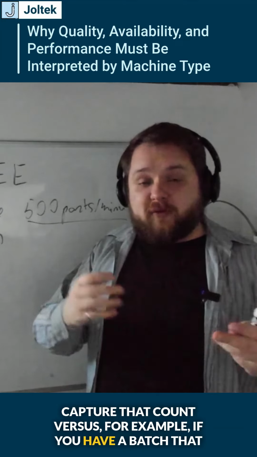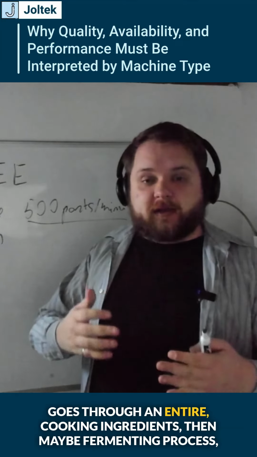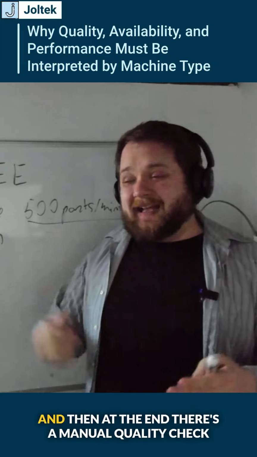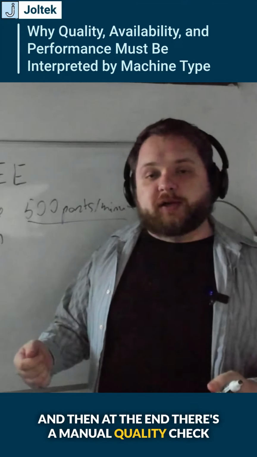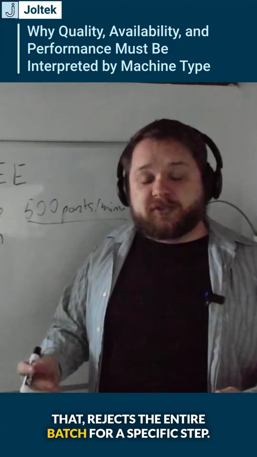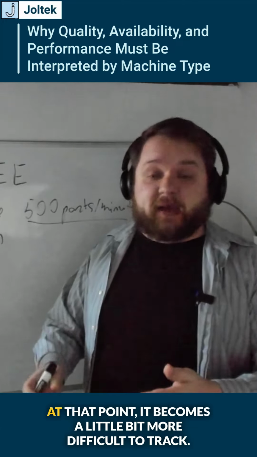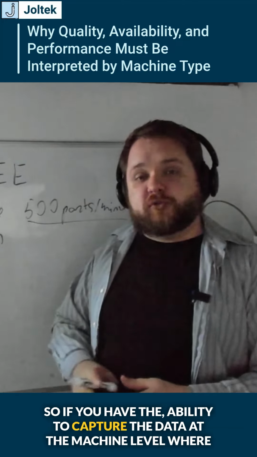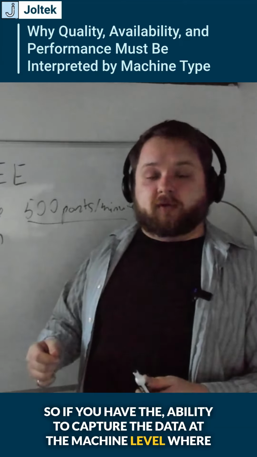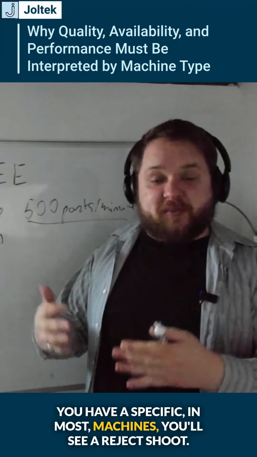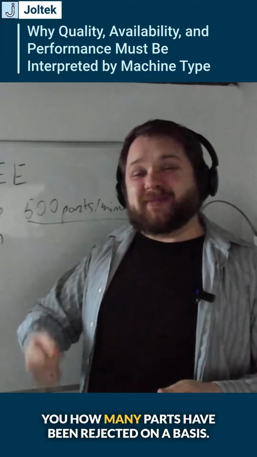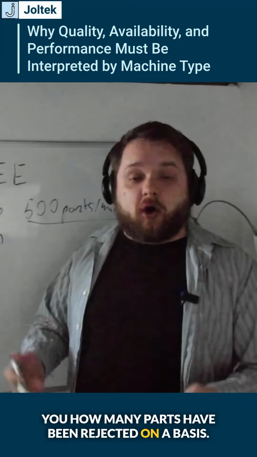versus, for example, if you have a batch that goes through an entire cooking, ingredients, then maybe fermenting process, and then at the end there's a manual quality check that rejects the entire batch for a specific step. At that point, it becomes a little bit more difficult to track. So if you have the ability to capture the data at the machine level, in most machines, you'll see a reject chute, you should have a counter that will tell you how many parts have been rejected on a basis.